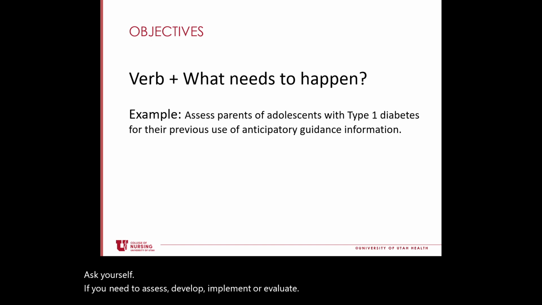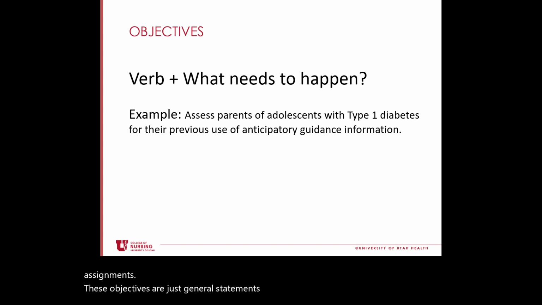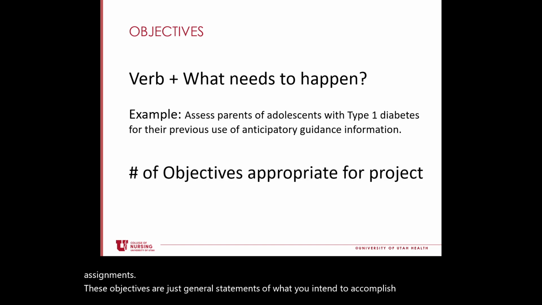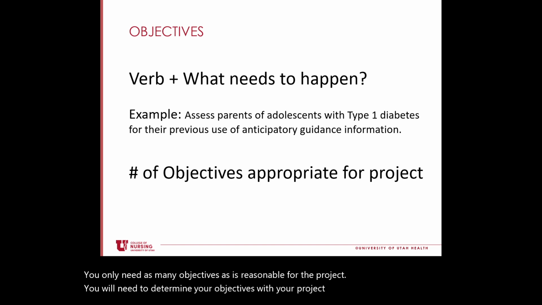You don't need to get specific about how you're going to go about this at this point. We will do that in upcoming assignments. These objectives are just general statements of what you intend to accomplish. You only need as many objectives as is reasonable for the project. You will need to determine your objectives with your project preceptor.